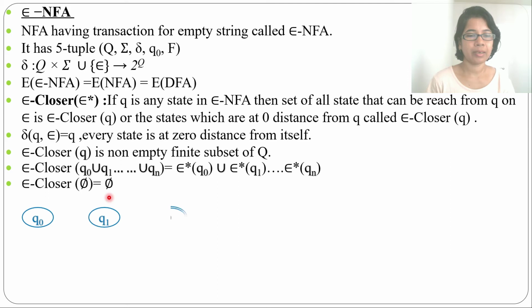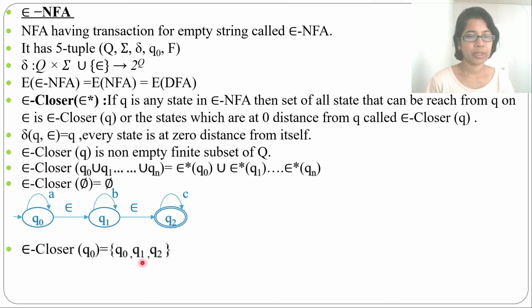Let's take an epsilon NFA. There are three states Q0, Q1, Q2. Now we'll find E-closure of Q0. E-closure of Q0 is Q0, Q1, Q2. From Q0 by epsilon, to which state can you reach? From Q0 by epsilon we reach Q1. Then from Q1 by epsilon we reach Q2. So Q0 itself plus Q1 and Q2, as we can reach Q1 by epsilon and again Q2 by epsilon.